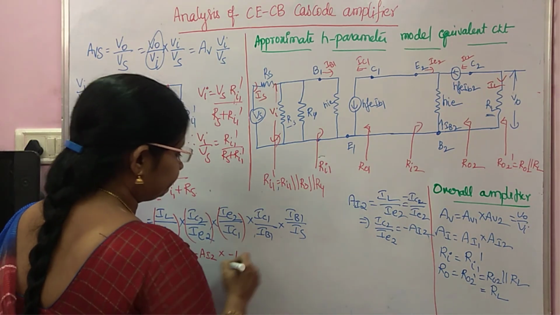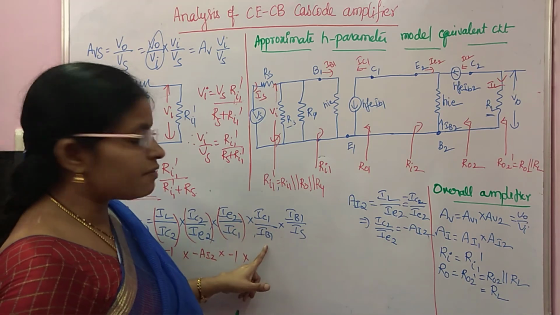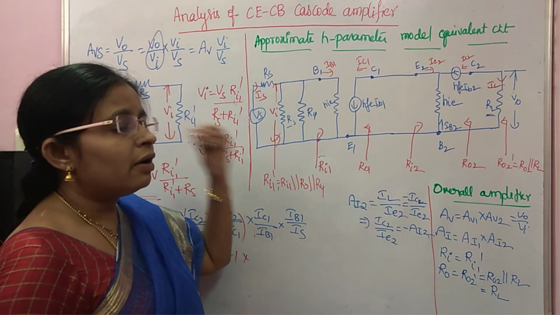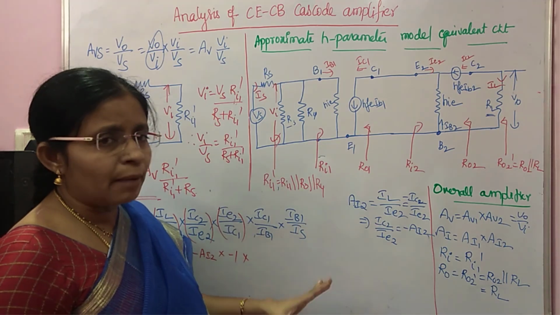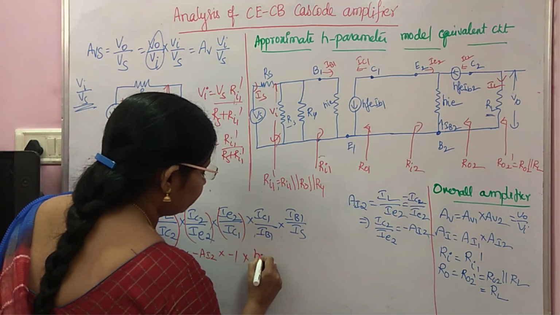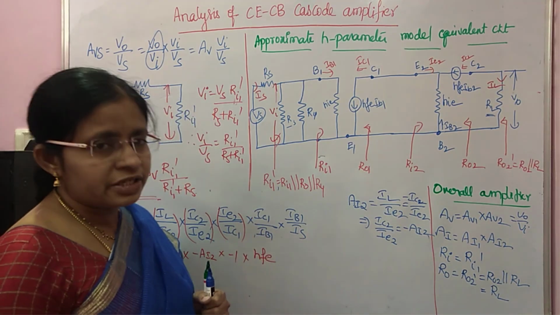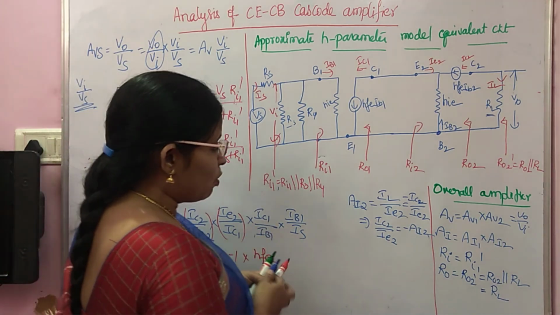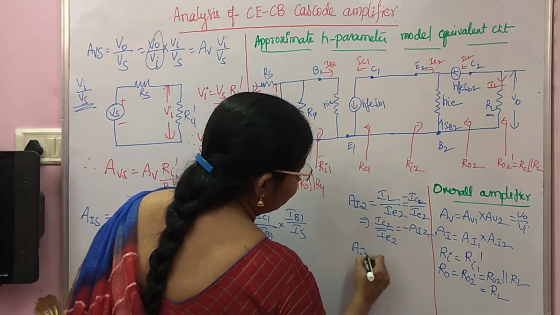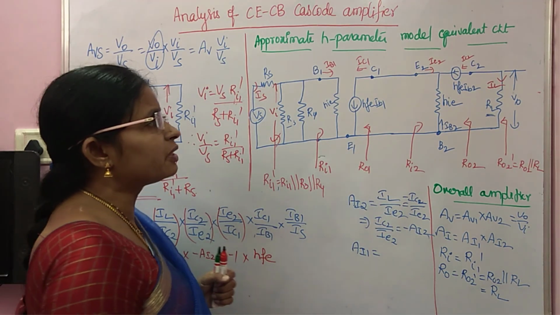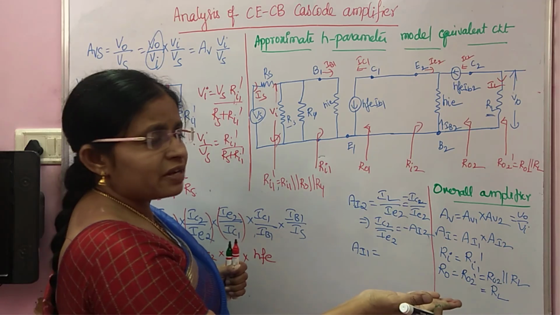Then what about IC1 by IB1? We already know, this is the first stage. Whatever may be the stage number, IC by IB is nothing but hfe. Tell me what is your AI1. Again, same: output current of the first stage divided by the input current. What is the output current of the first stage?